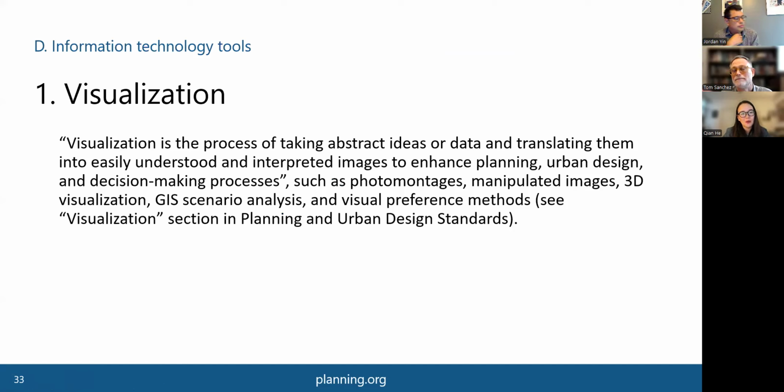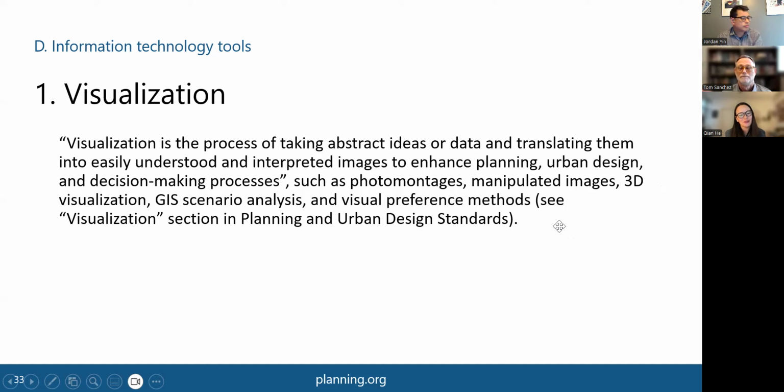The first topic under the information technology tools is visualization. And I think this is one of the most important goals that we want to achieve in the urban planning process. That is, we want to communicate with our community members clearly, especially under our paradigm of communicative planning and community engagement heavy process, which is really driven by clear communication with community members. And that can be very difficult to achieve without a great visualization tool.